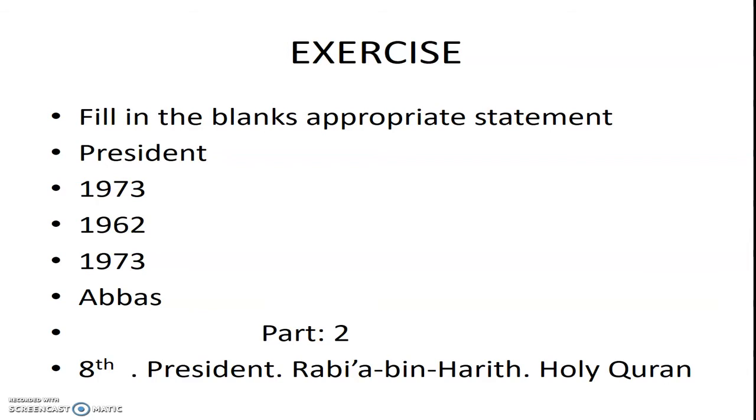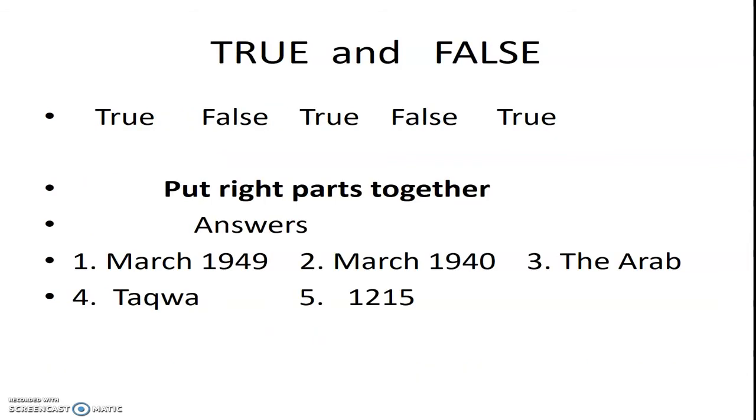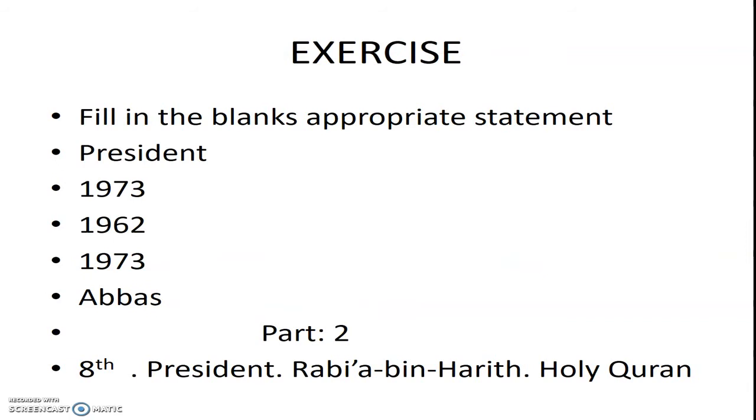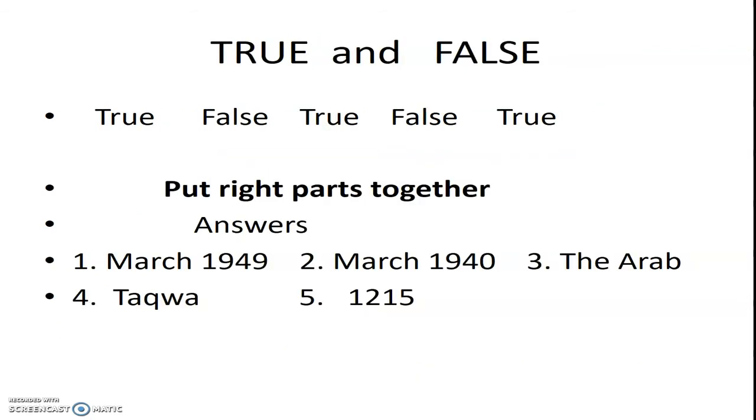Now the second part of the blanks. Number 1, the 8th Amendment. Number 2, President. Number 3, Rabia bin Haris. Number 4, Holy Quran. Now the true and false statements. Number 1 is true. Number 2 false. Number 3 true. Number 4 false, and number 5 true.